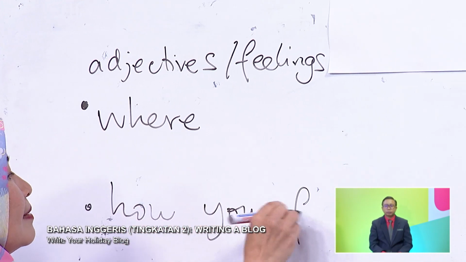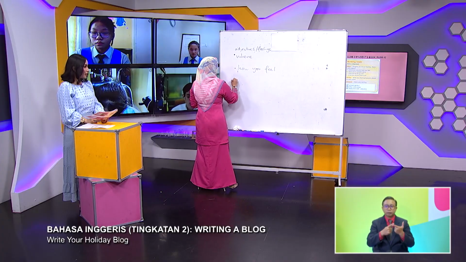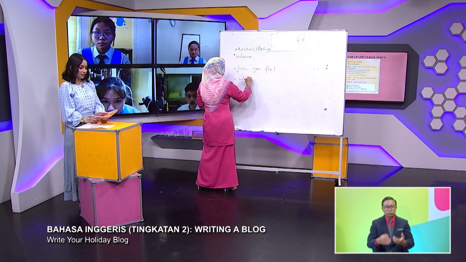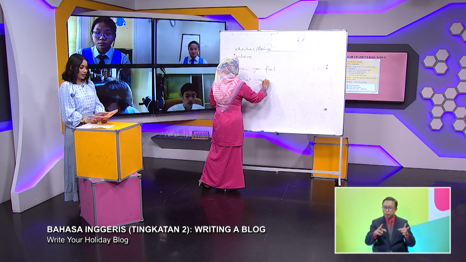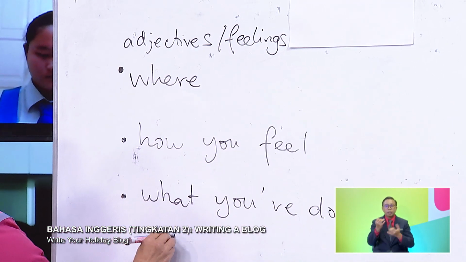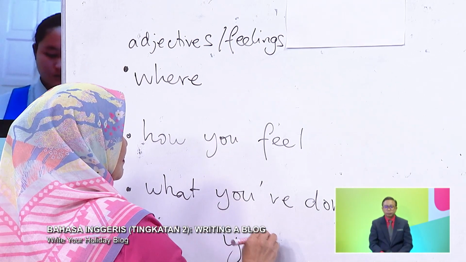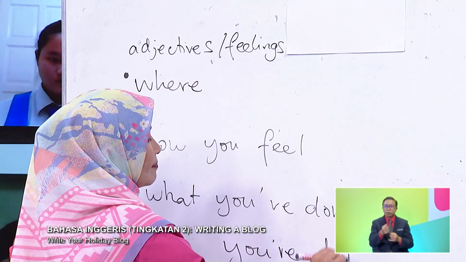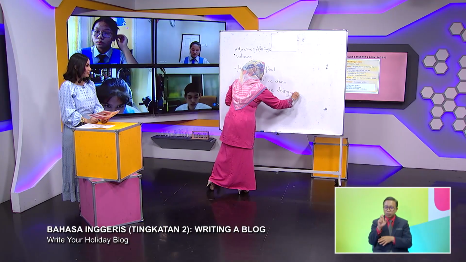The second one is what you've already done. And the next one is what you're doing now. And the last one is what you haven't done yet. Okay.